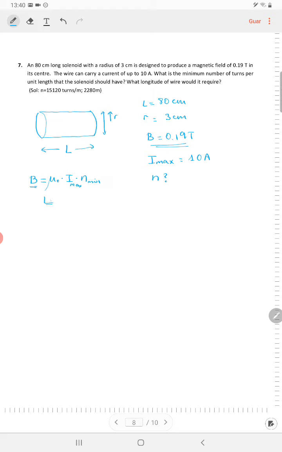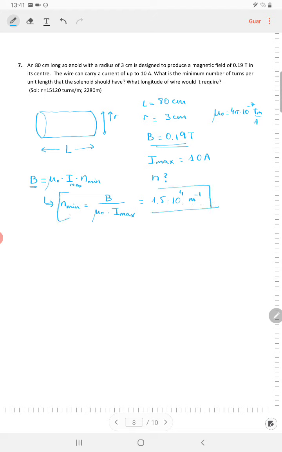Here we can say that the minimum number of turns per unit length is going to be the magnetic field divided by mu sub 0 times the maximum intensity it can carry. If you remember, mu sub 0 is 4 pi times 10 to the minus 7 Tesla meter per ampere. So if you do this calculation, this gives you 1.5 times 10 to the 4 meters to the minus 1. So if you have currents that are less than 10 amperes, you will need more turns per unit length to manage to have this magnetic field. So this is one of the things that we're asking.